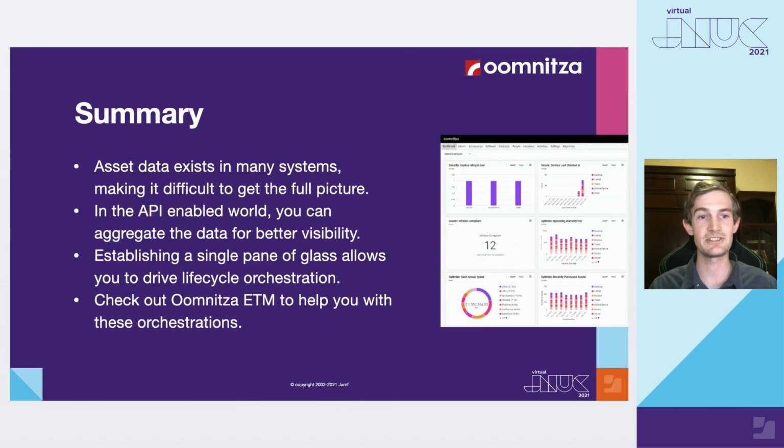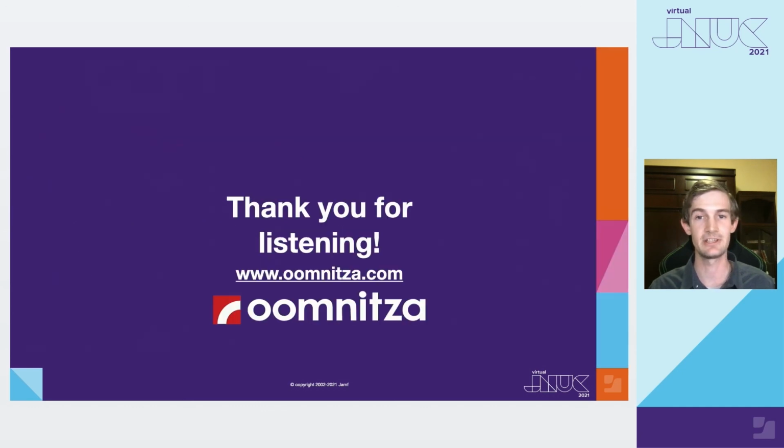In summary, asset data exists in many systems, making it very difficult to get the full picture. In the API-enabled world, you can aggregate the data for better visibility. Establishing a single pane of glass allows you to drive lifecycle orchestration, and please check out the Umnitza Enterprise Technology Management solution to help you with these orchestrations.